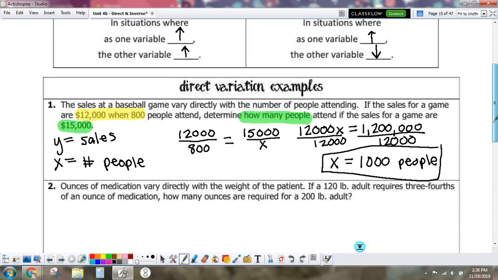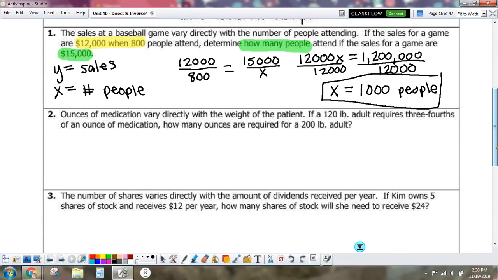Example 2 is following the same lines. It says ounces of medication vary directly with the weight of the patient. If a 120-pound adult requires 3/4 of an ounce of medication, how many ounces are required for a 200-pound adult? Again, we need to figure out what our variables are. Do the ounces depend on the weight, or does the weight of the person depend on how many ounces of medication they get? It should be the first one, that the ounces are depending on how much the person weighs. So our y is going to be our ounces, and our x is going to be the weight.